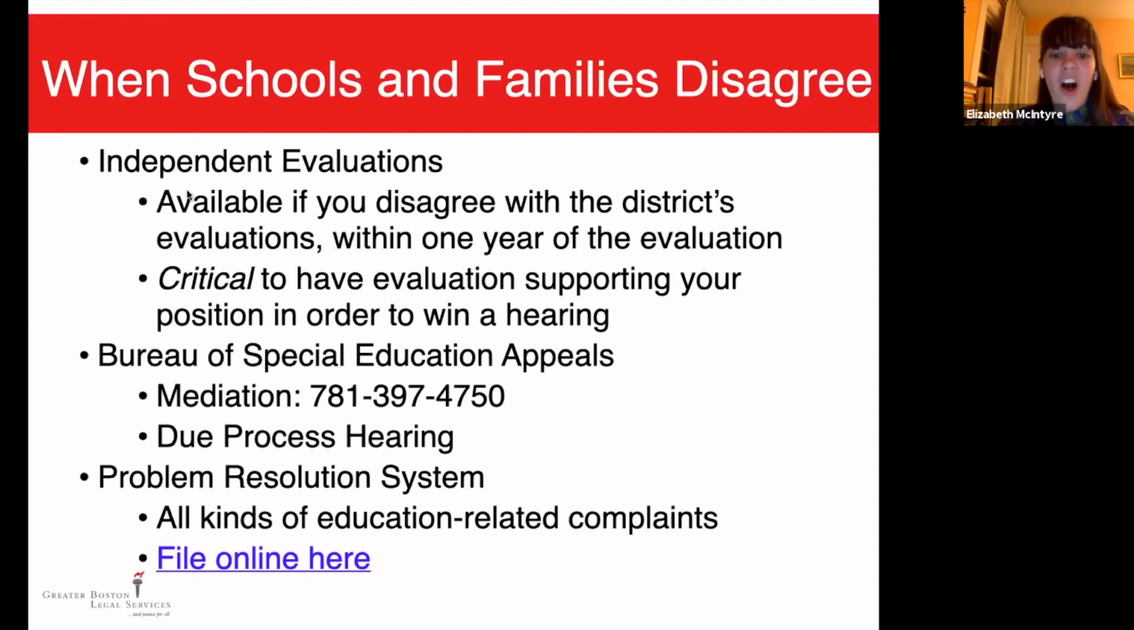You can also file all kinds of education-related complaints with the state problem resolution system. This is not like fake court. It is not a hearing. It is all done over paper, and you can file online, and it is in a whole bunch of different languages. You can do this for a whole bunch of reasons. You can do it because you think your child was restrained and you weren't told about it, because your child was sent home. You could do it because your child wasn't getting a service that they were supposed to get. It doesn't have to be just special ed. Any kind of education-related complaint can go to the problem resolution system.